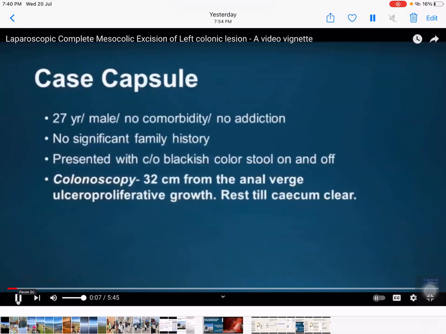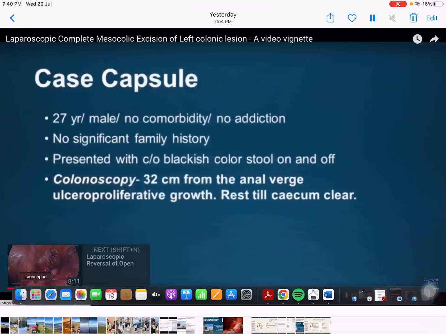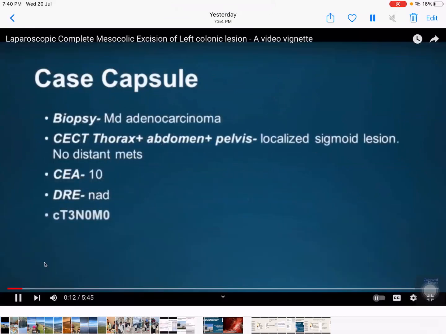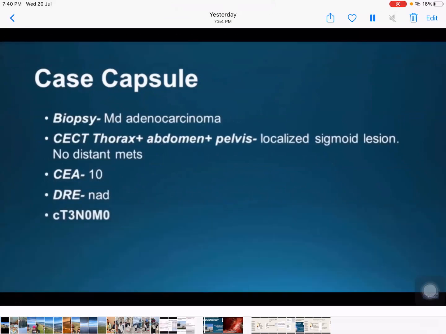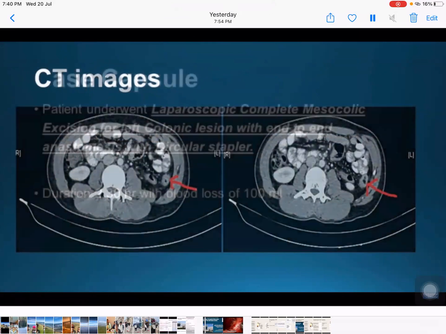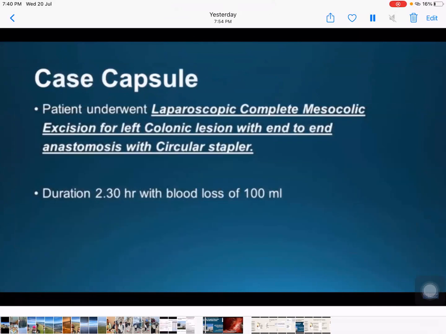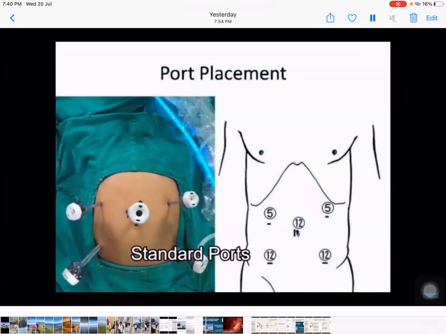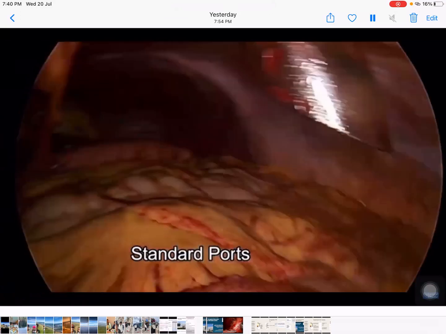So this is a 27-year-old male with no comorbidities, and the lesion is 32 centimeters from the anal verge. CT is non-metastatic. You can see the lesion there. Sometimes they are very small and you may have to tackle them before. So we always do surgery like this, but now it's labeled as complete mesocolic excision. So we normally have 5 ports. Both the lower ports are 12 mm.